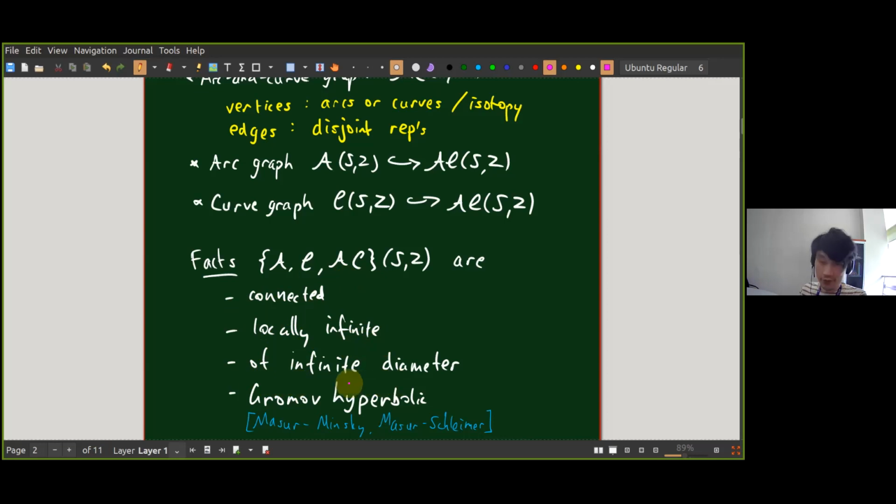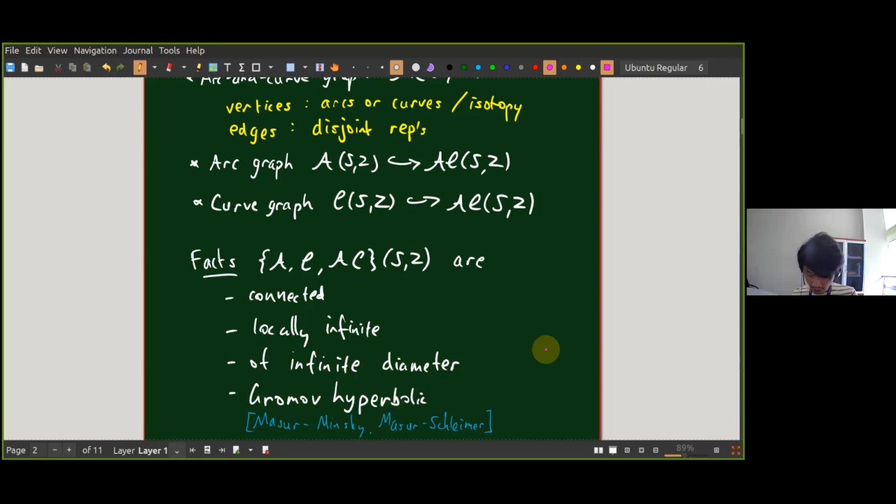And they also have infinite diameter. So this is when we're using the combinatorial metric, where we measure the distance between two vertices as the length of the shortest path connecting them. Okay, so using that metric, these graphs have infinite diameter. And as I mentioned earlier, the most important property is that these are Gromov hyperbolic.